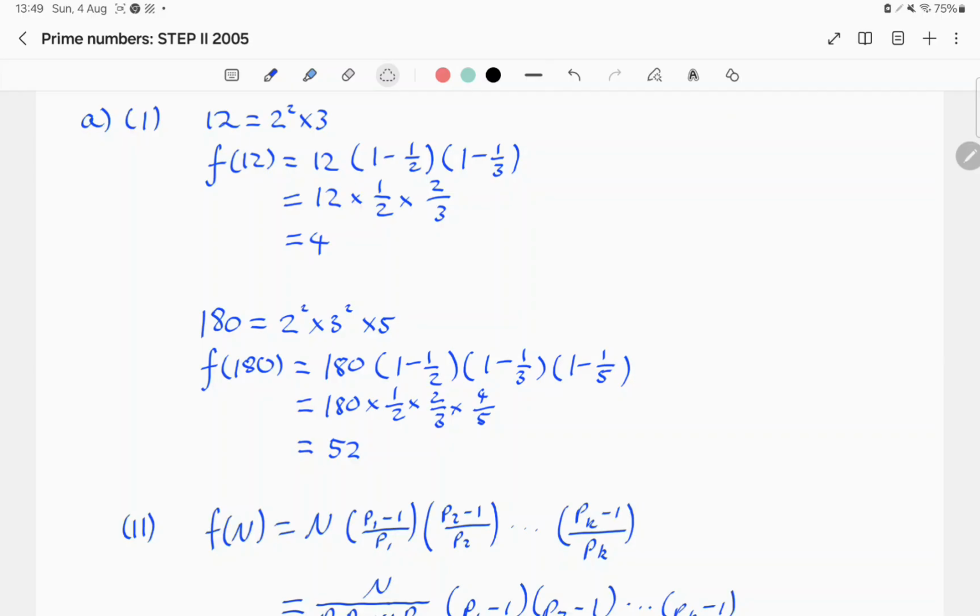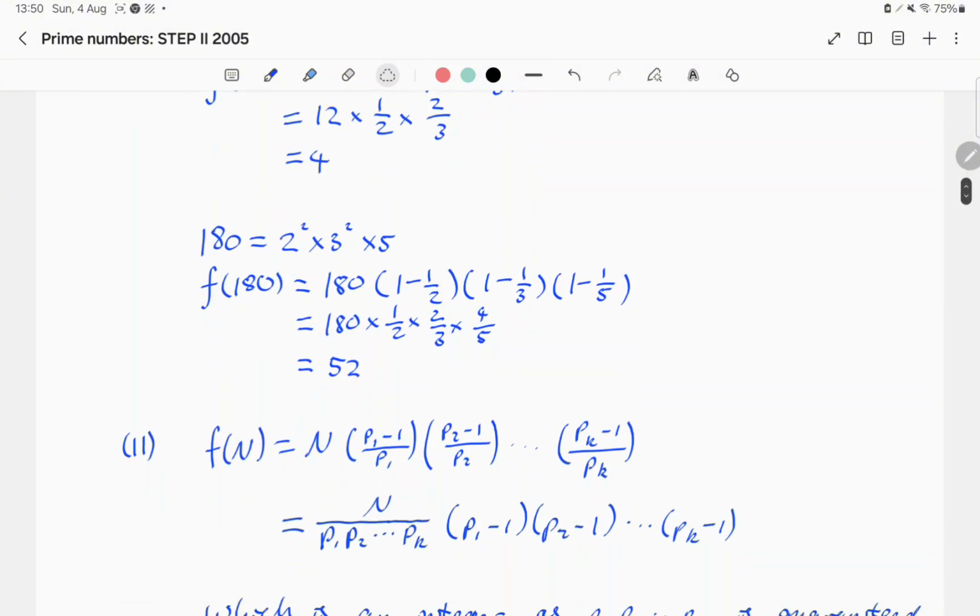So let's get started with A part 1. So we'll notice that 12 can be factorised as 2 squared times 3, and so 2 and 3 are its only prime number factors. Therefore, we have f(12) is 12 multiplied by (1 minus 1/2) multiplied by (1 minus 1/3), which is 4.